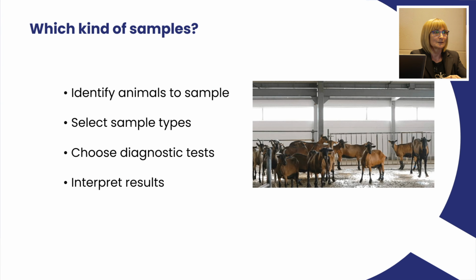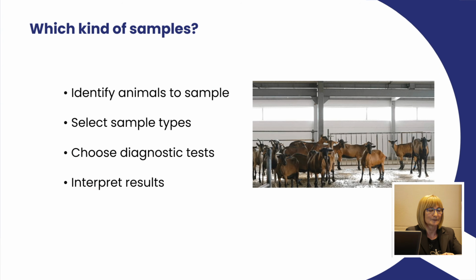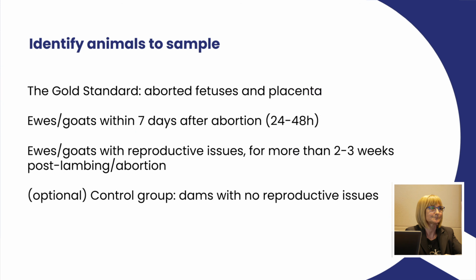We will go through 4 points. The first one is to identify animals to sample, then to select sample types, then we have to choose the right diagnostic test and to interpret results. The first point is to identify animals to be sampled.